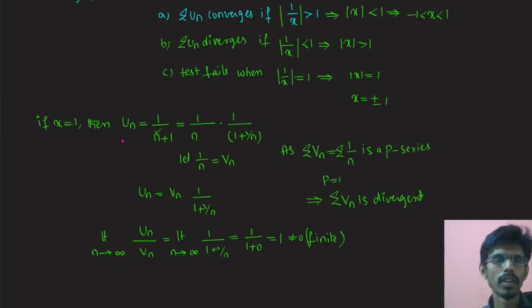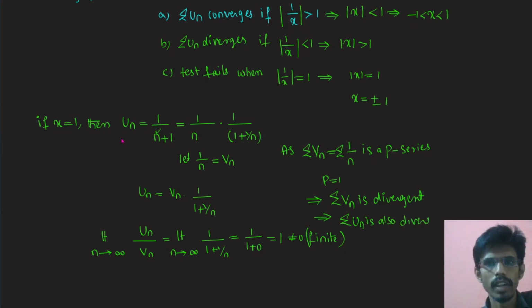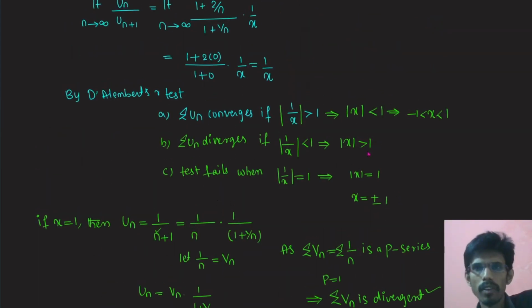So when x is 1, given vn is divergent, that will imply sigma un is also divergent by the comparison test. The comparison test says that both converge or diverge together. Since sigma vn is divergent, sigma un is also divergent for x equal to 1. So here we cannot include x equal to 1, right?